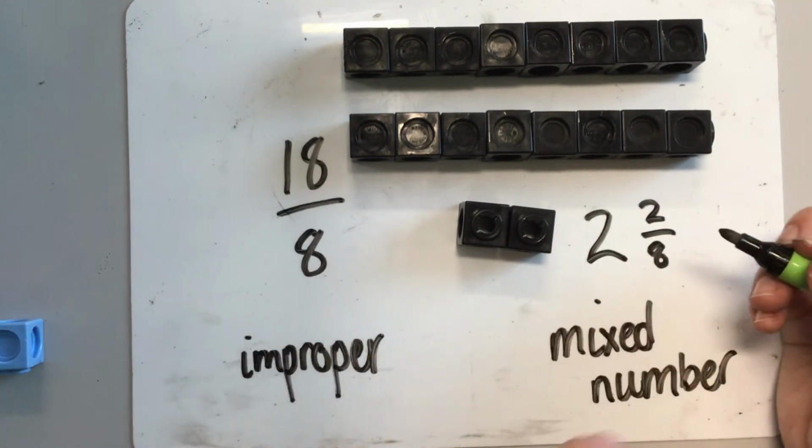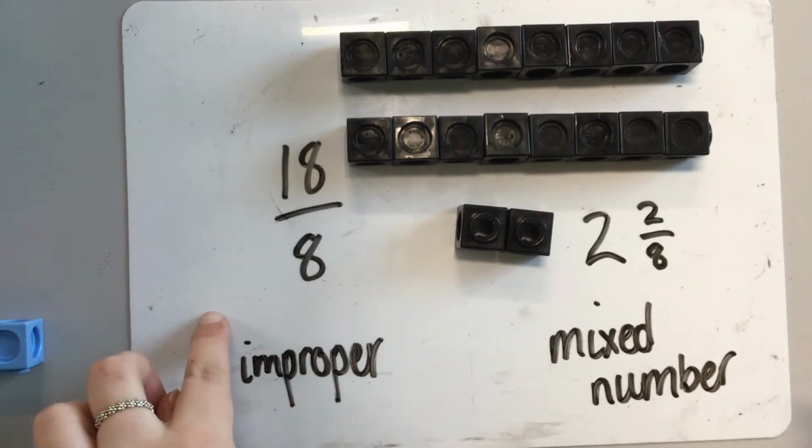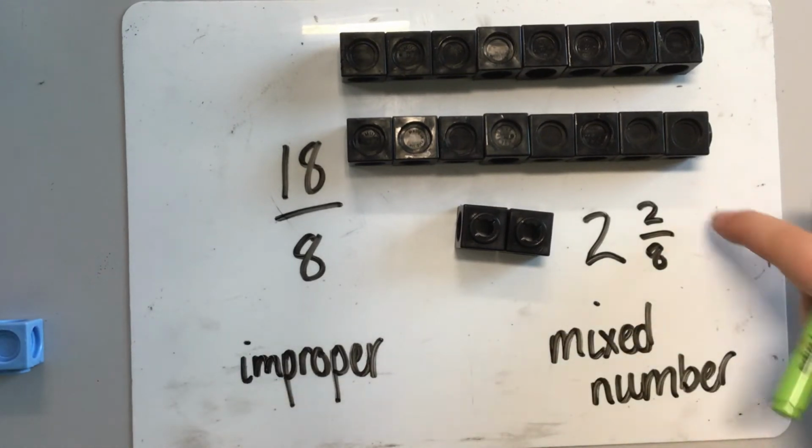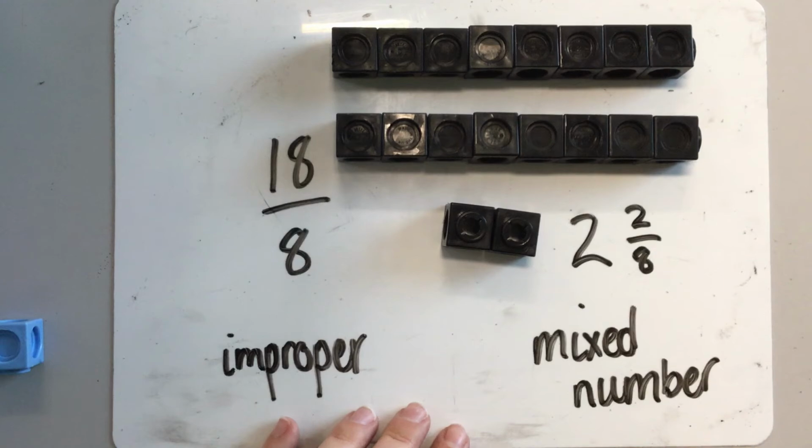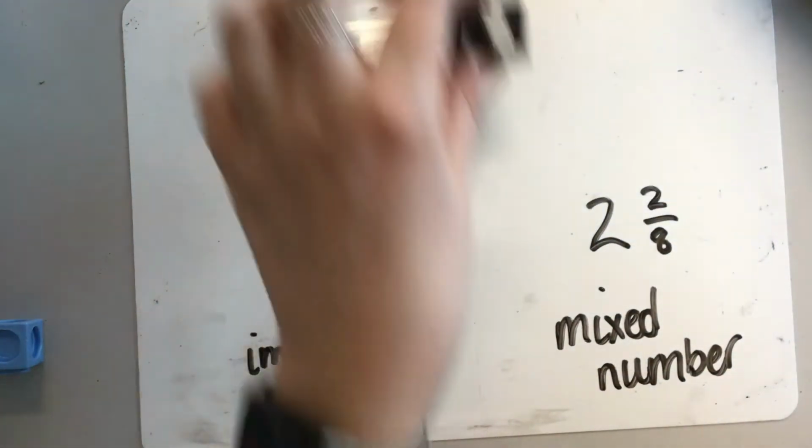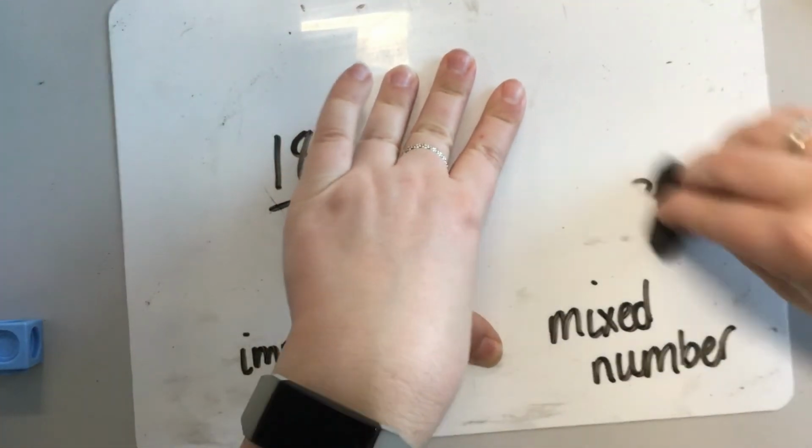2/8, because we keep the denominator the same. So 18/8 is the same as 2 2/8, just like that. And well done if you got that answer.